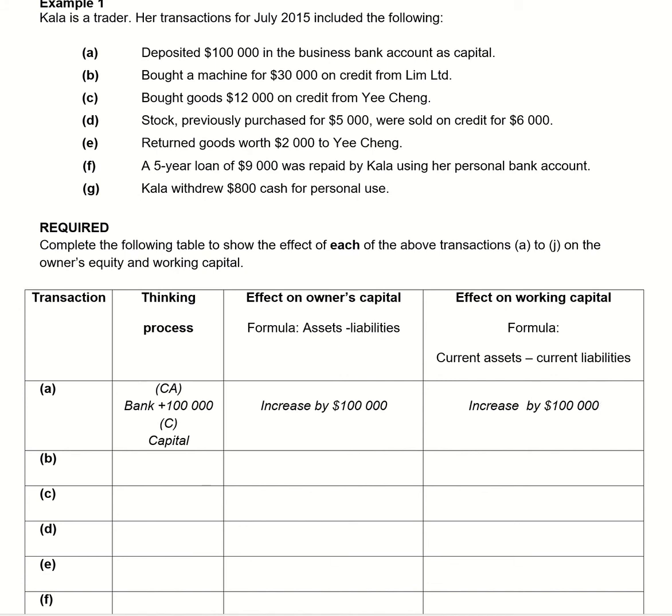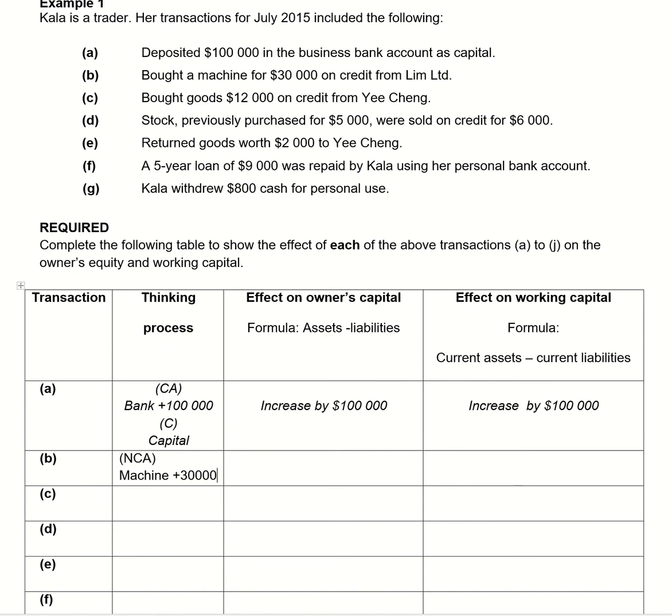Next, we are going to look at transaction B. So now you have to take a look at the double entry for transaction B. The business bought a machine, increased by $30,000. So again, ask yourself, what is a machine? Machines are our non-current assets.